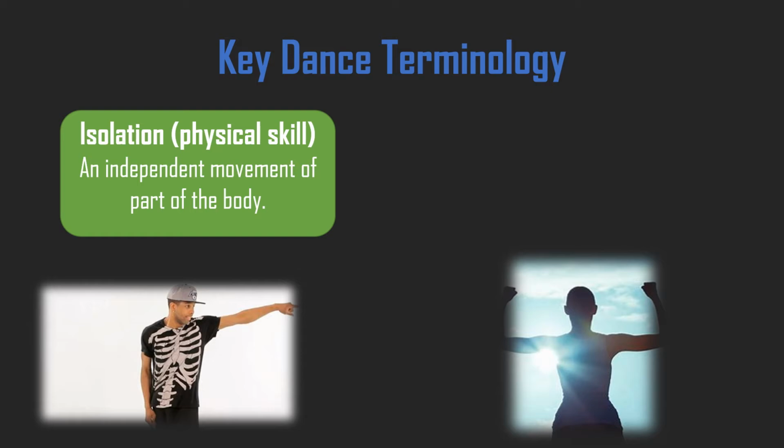Okay, let's learn our new terminology. So we're going to start with isolation, which is a physical skill, and it is an independent movement of part of the body. And this is really important when you get to actually physically learn locking, because you will need this skill to perform the style of locking. It's really closely connected to this style. So if you think about isolation, it's that independent movement of a body part. So you can think about maybe just isolating the head and just turning the head side and then back. And that is isolation, when you're moving just one part of the body independently.